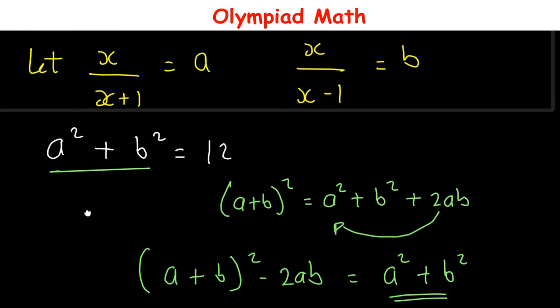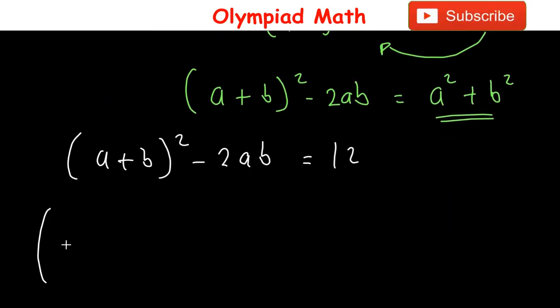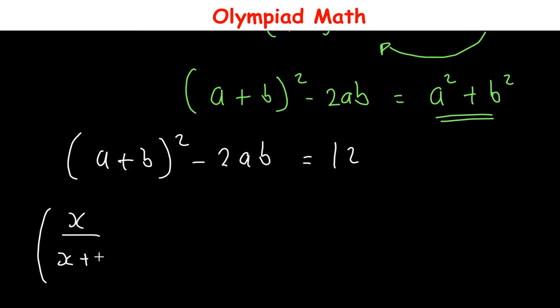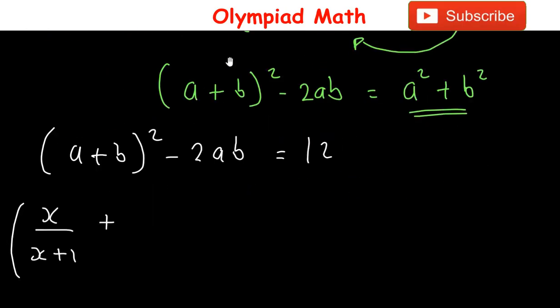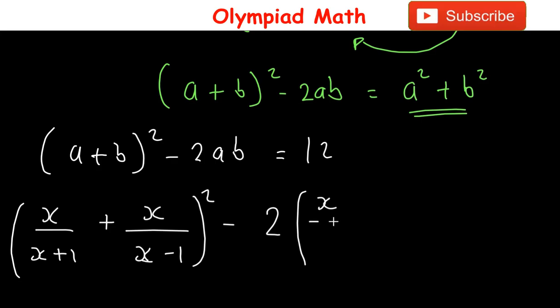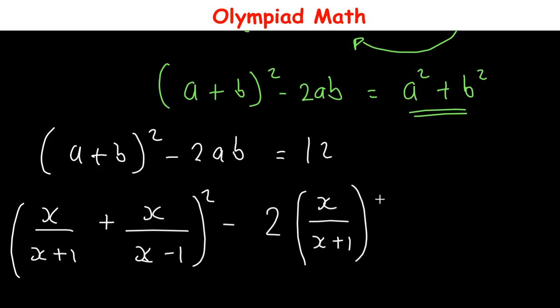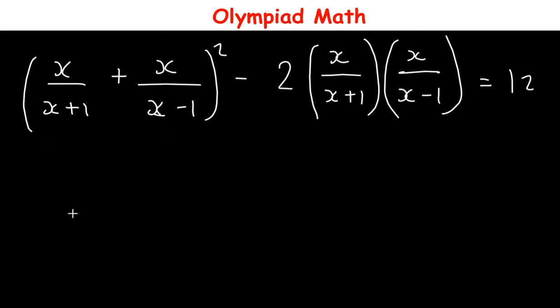But then recall that the value of a equals x/(x+1). So we have (x/(x+1) + x/(x-1))², where b is x/(x-1), then minus 2 times x/(x+1), that is a, times x/(x-1), that is b, and this equals 12. So next, we'll look for the LCM of x + 1 and x - 1.